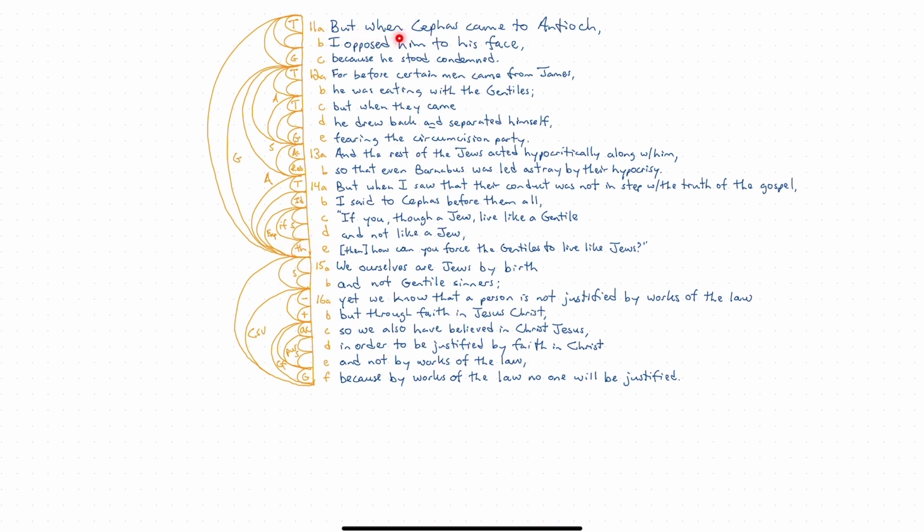Paul says, I was opposing Cephas because he stood condemned because of his hypocrisy here, and then all the Jews that acted hypocritically with him. But his conduct and their conduct was not in step with the truth of the gospel. And so I began to confront them. Because, for we ourselves are Jews by birth, Paul says, and not Gentile sinners.